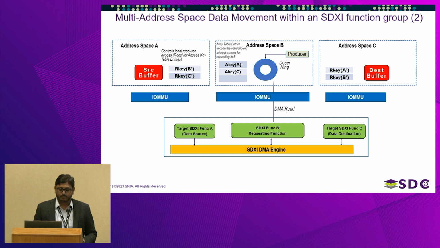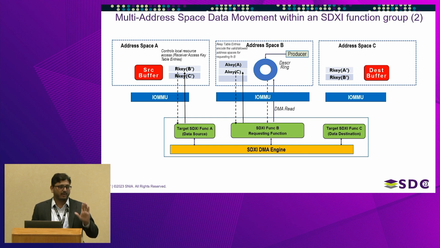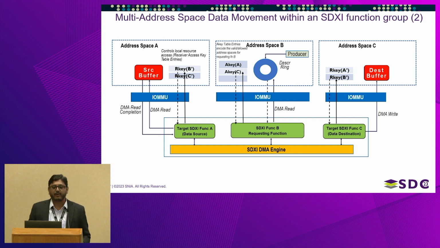Basically, you enqueue the work, and from the descriptor, you get the A key indexes that gets you to the A key table entry. From the A key table entry, you get the R key index, which is what is used by the target function to go look into the R key table entry. And in that entry, if the requesting function matches, you are able to access that address space. Same thing you want to do for the destination buffer address space. If that matches, now you can do the DMA read from the source buffer here to a DMA write into the destination buffer here. So it's a more complicated example, but it gives you the feel for the power of how you can achieve some of these things.